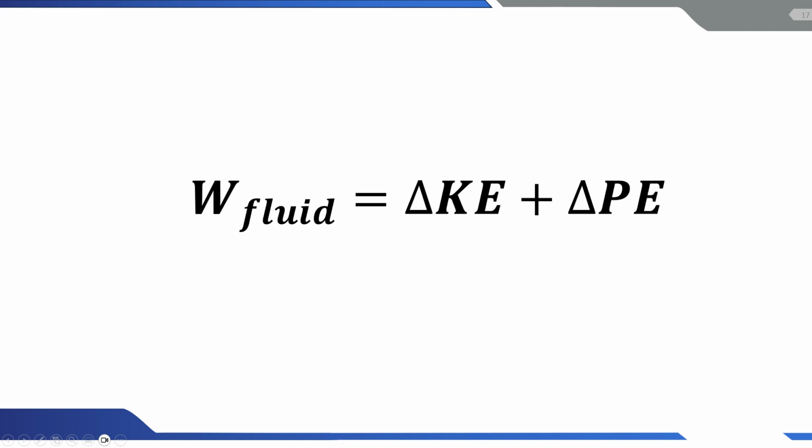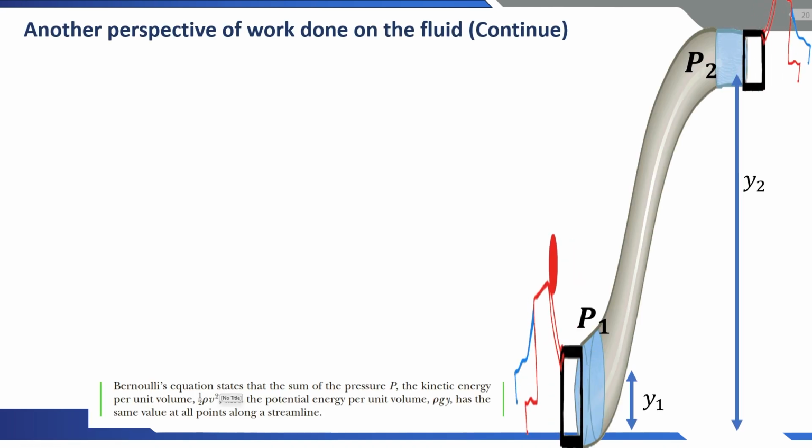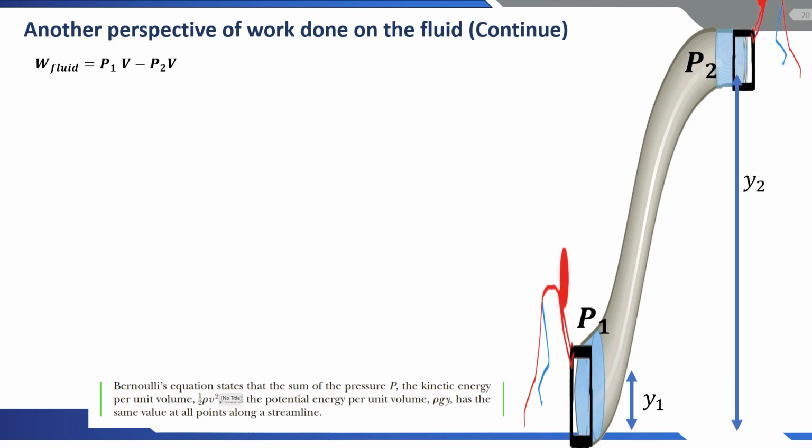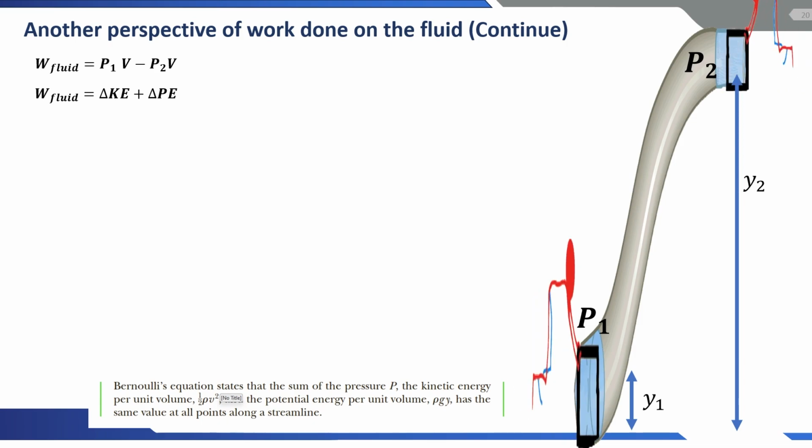This equation is a manifestation of the work energy principle, which states that the work done on an object is equal to the change in its kinetic and potential energy. So far, we have been presented with two equations, W fluid equal to P1V minus P2V and W fluid equal to delta KE plus delta PE.